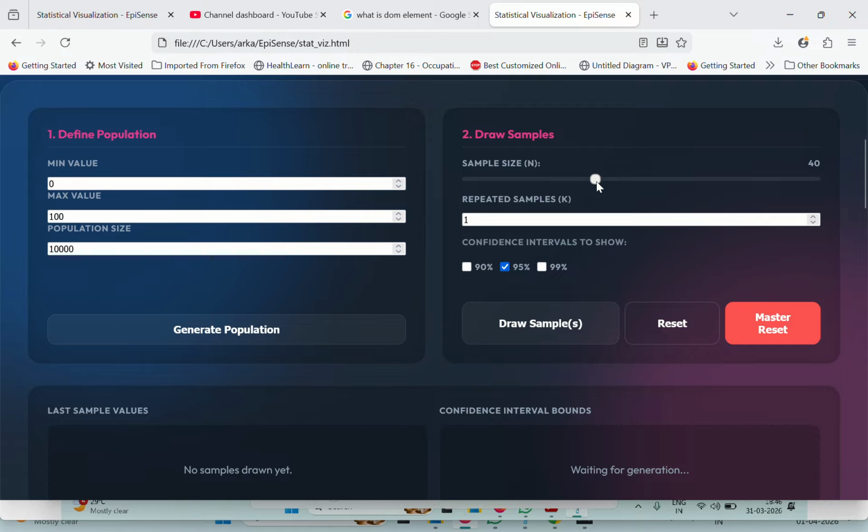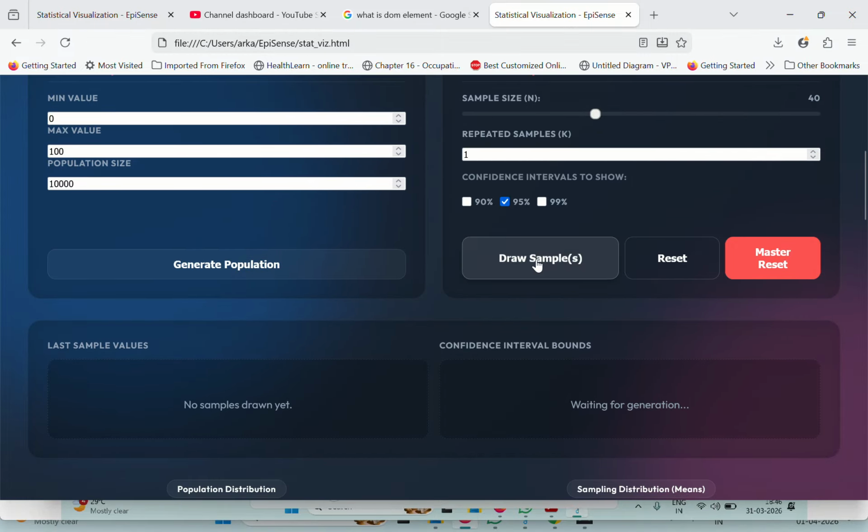Now let's see. I can draw a sample once at a time, or I can draw samples 10, 20, 30, 40 at the same time, based on my wish. So I choose to draw a sample once at a time. And I want a confidence interval of 95%. You can also select 90% or 99% based on your will. So let's try to understand. First, draw a sample.